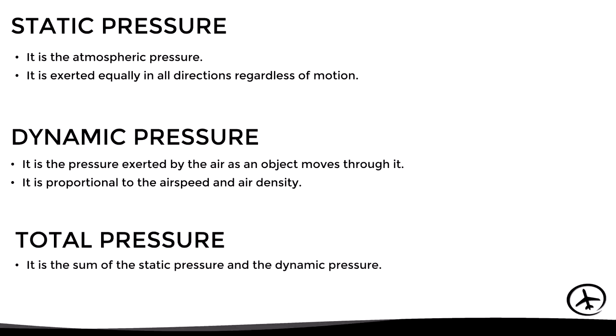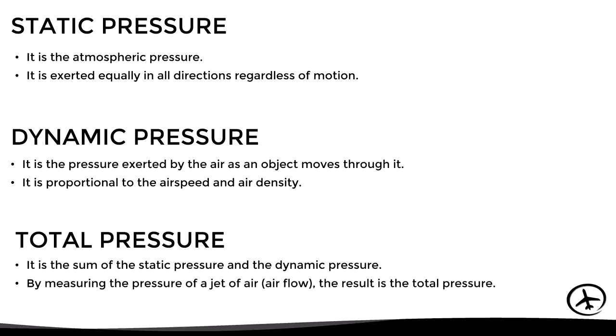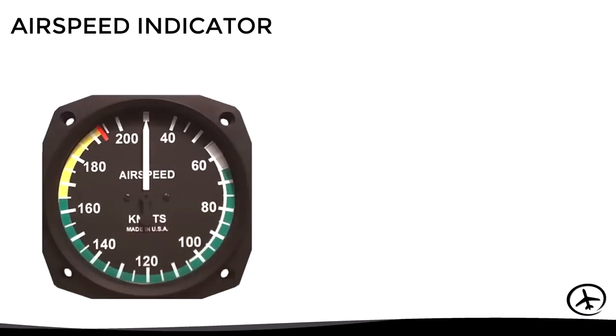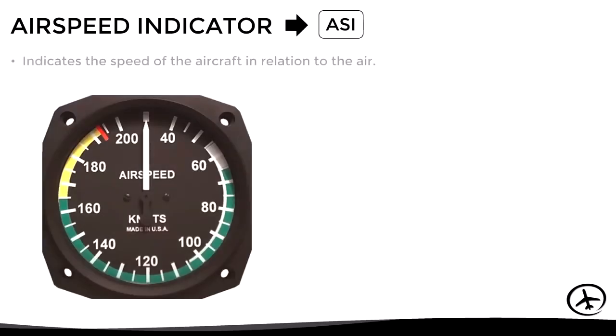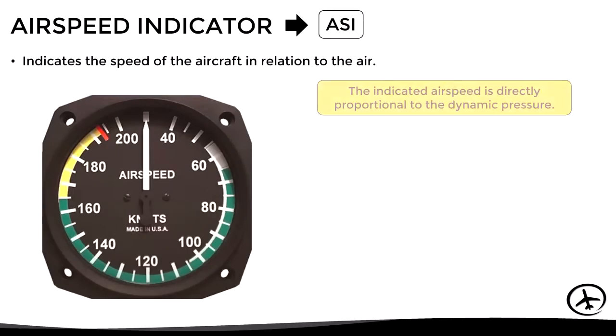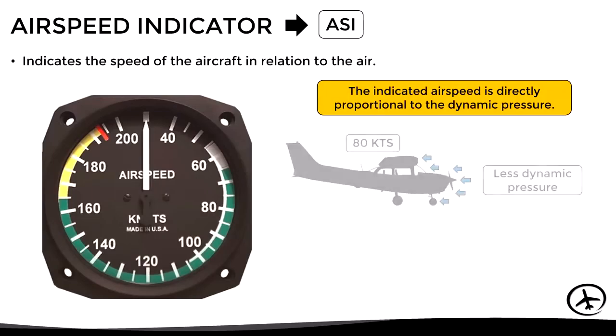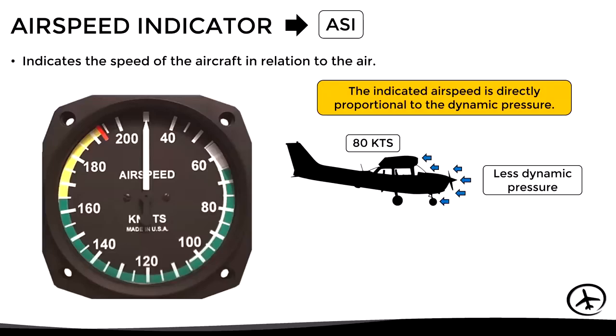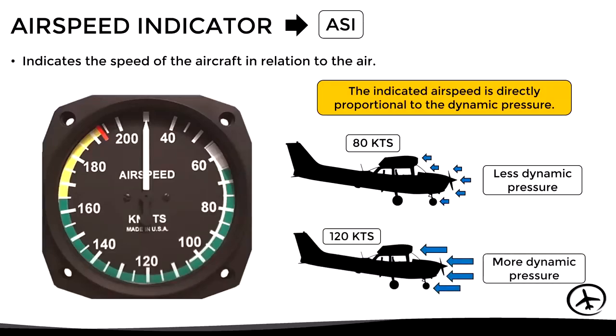This means that, when measuring the pressure of a jet of air, we will obtain the total pressure as a result. Now, the airspeed indicator, abbreviated as ASI, is an instrument that indicates the speed of the aircraft relative to the air. And as we know, the airspeed is directly proportional to the dynamic pressure, so if for example an aircraft flies at 80 knots, it will experience less dynamic pressure than if it were flying at 120 knots. With this in mind, what the instrument does is that it takes advantage of this principle to measure the dynamic pressure and then give an airspeed reading based on it.